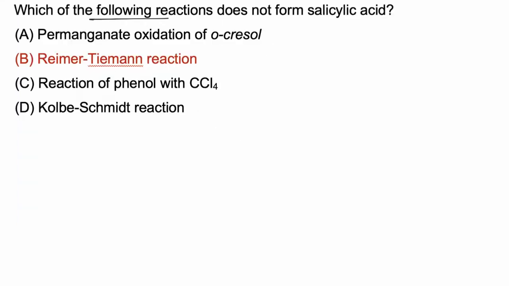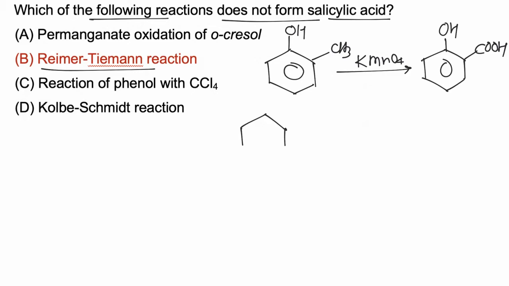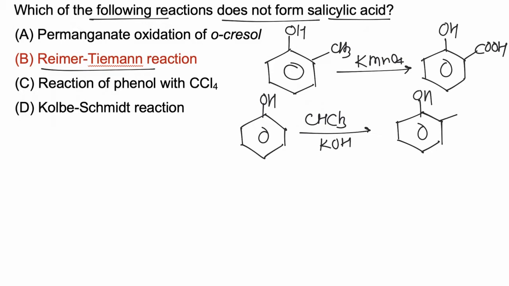In this question we have to find which of the following reaction does not form salicylic acid. So in option A, this molecule is orthocresol, and orthocresol on treating with KMnO4 gets converted to salicylic acid. So OH and COOH is formed as a product. Now second reaction is Reimer-Tiemann reaction. In this reaction, phenol is treated with chloroform and KOH, so salicylaldehyde is formed as a final product.